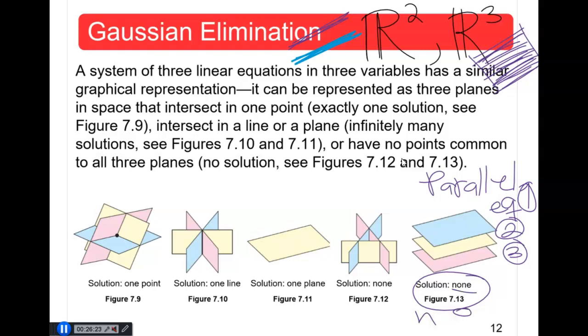No solution, simply because there's no intersection.